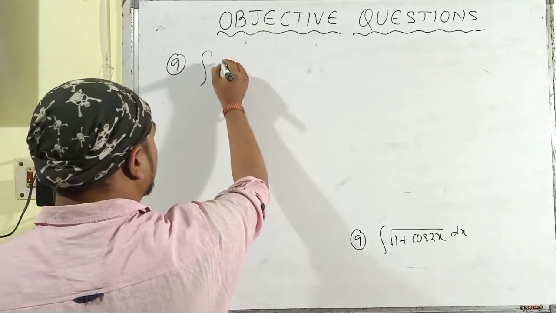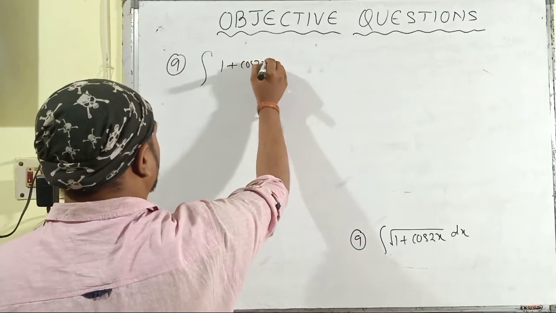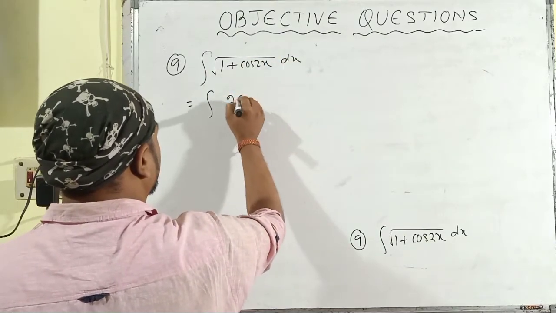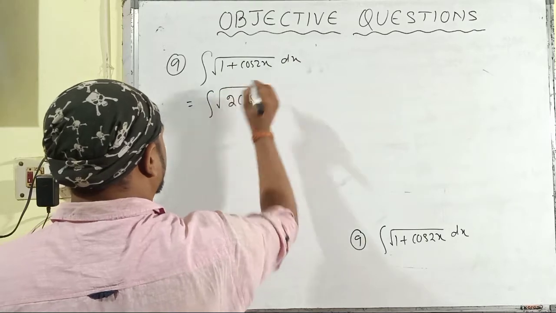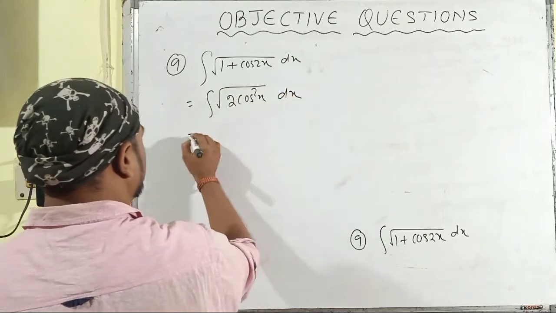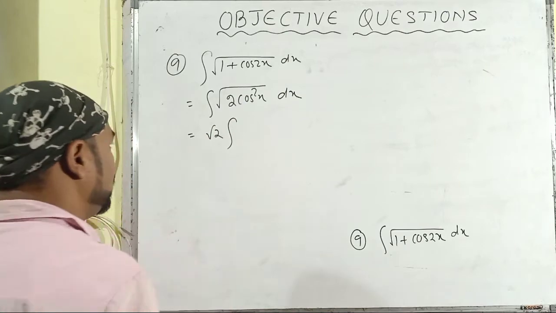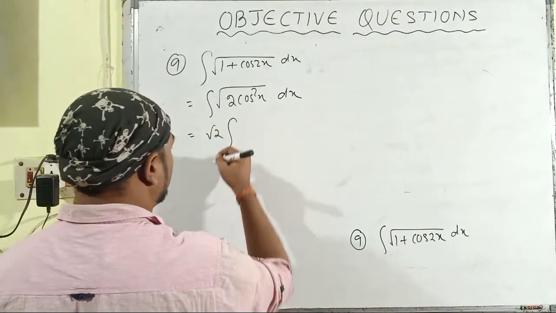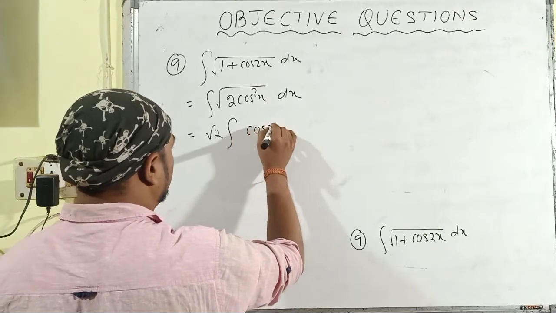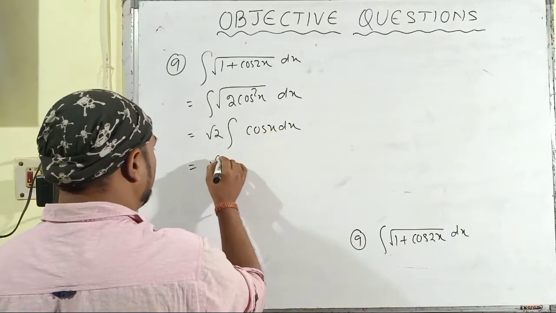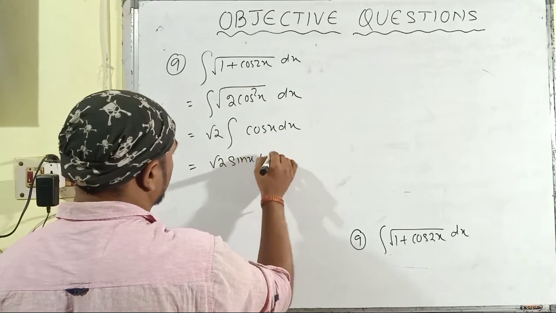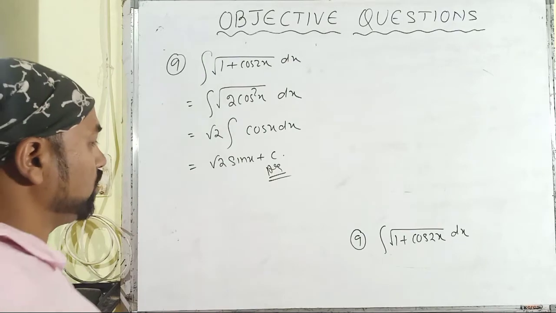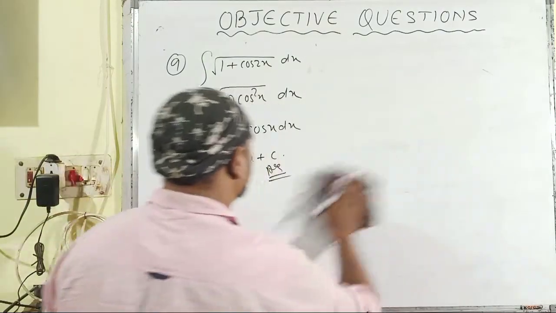We have to integrate square root of 1 plus cos 2x dx. Then it is square root of 2 cos square x dx. Again carrying the square root 2 towards the outside of the integral, we can have the integral of cos x dx. Then it is root 2 sin x plus c, and this is your final answer. Then proceeding towards some of the rest of the problems.